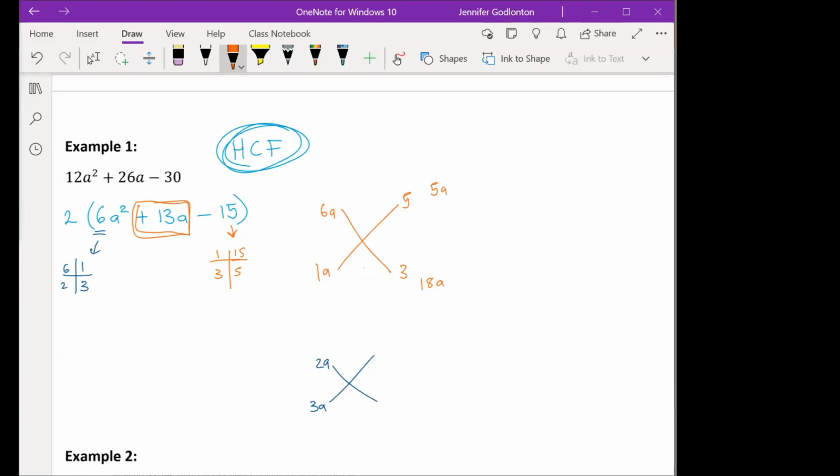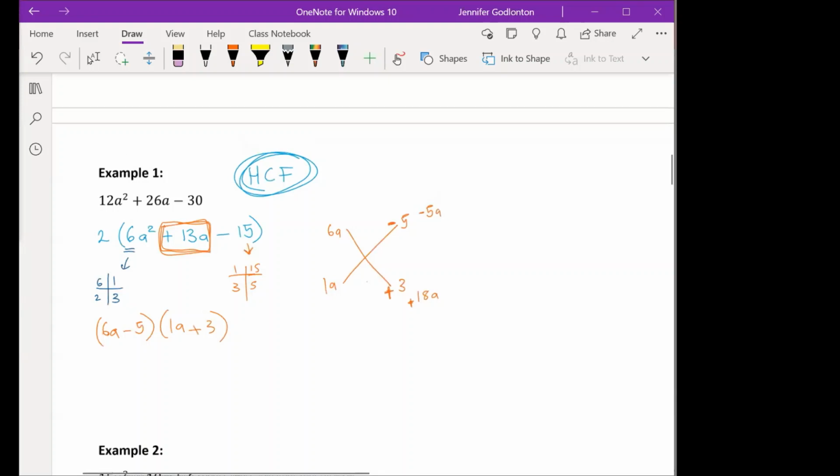Does that look like those could help us? Do you think we can get 13a from 18a and 5a? Yes, we can. We want to get positive 13a. So which one of those needs to be positive and which one needs to be negative? The 5 is going to be negative, ma'am. Good. We want that to be positive and we want that to be negative, which means this one's negative and this one's positive. So our brackets are going to be 6a minus 5 and 1a plus 3. And that is how we figure out our crisscross method with our signs.